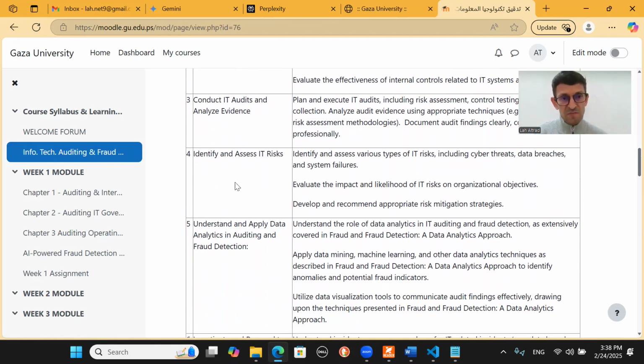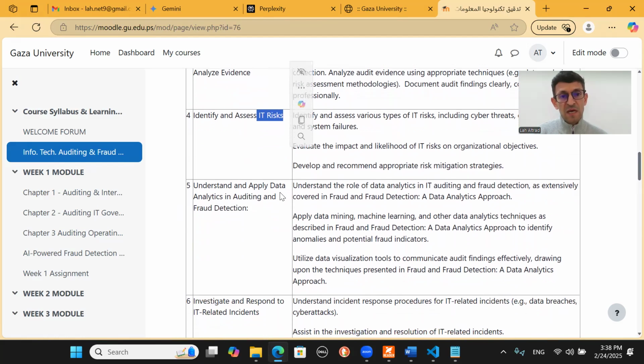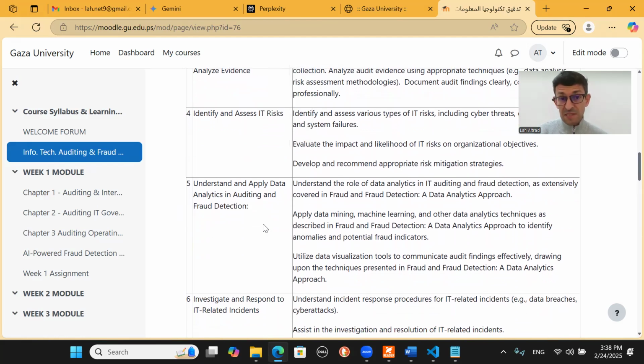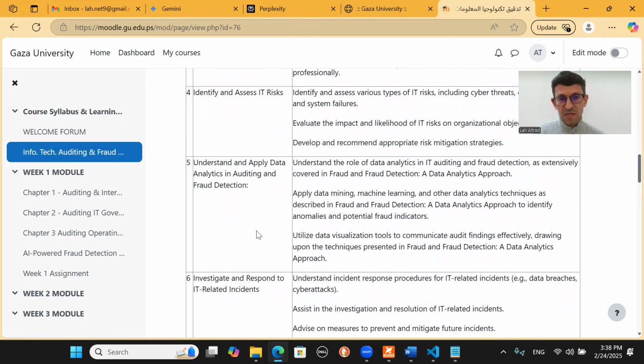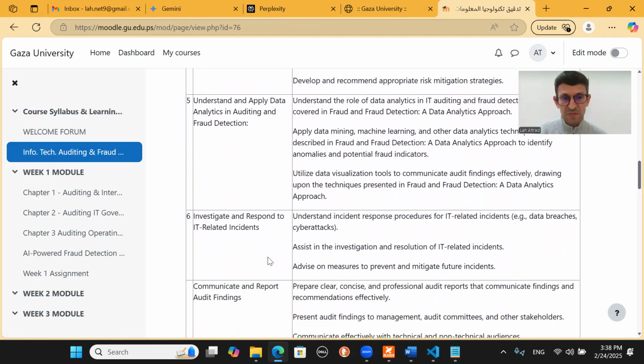And then we will identify and assess or evaluate IT risks, and understand and apply data analytics in auditing and fraud detection. Data visualization and analysis of data is really important. Of course, when we provide easy-to-read reports, that helps our decision makers take the right decisions and steps.